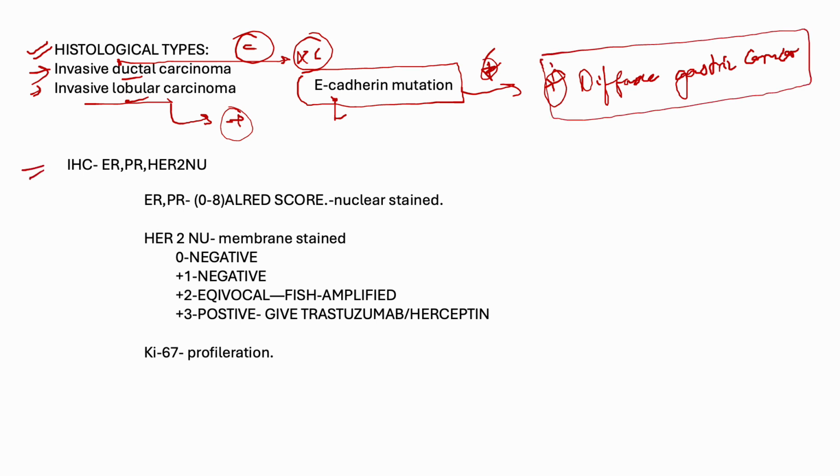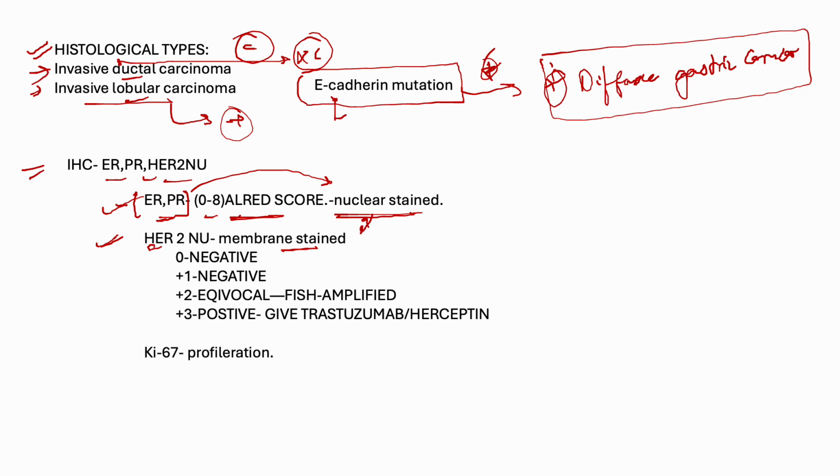Based on the immunohistochemistry, we need to check the status of ER, PR, and HER2/neu. This is the estrogen receptor, progesterone receptor, and the HER2/neu receptor. Okay, the ER, PR is scored from 0 to 8. The scoring system is called the Allred score, and we all know that estrogen and progesterone receptors are present in the nucleus, hence the nucleus will be stained. Compared to ER and PR, in HER2/neu the membrane will be stained. It's not the nucleus, it's the membrane that is going to be stained.